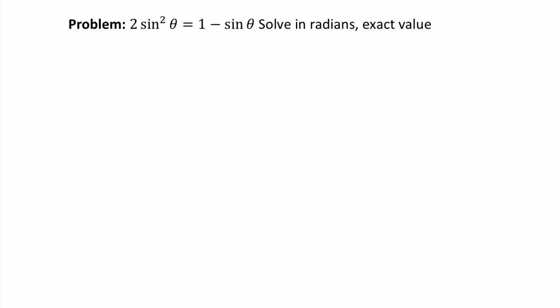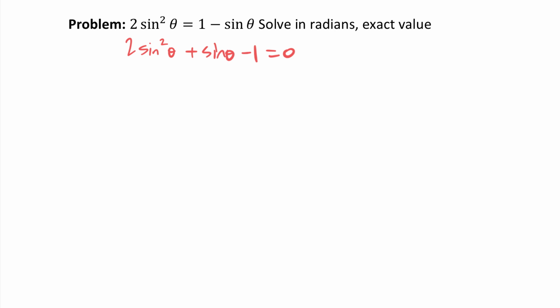So let's go ahead and try another one. We have 2 sine squared theta equals 1 minus sine theta. Again, go ahead and pause the video and give it a try. All right, well, we can take the 2 sine squared theta plus sine theta minus 1 equals 0. Move everything to the left side. And maybe you're just not comfortable using sine thetas. Maybe you don't like moving it around like this.